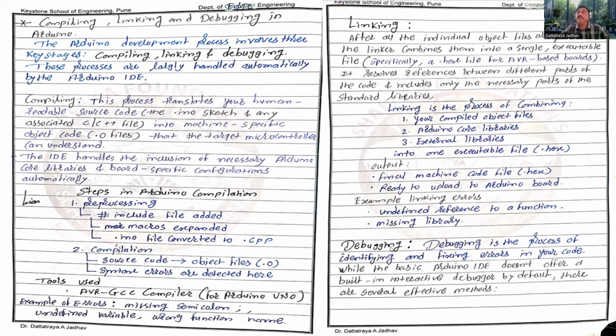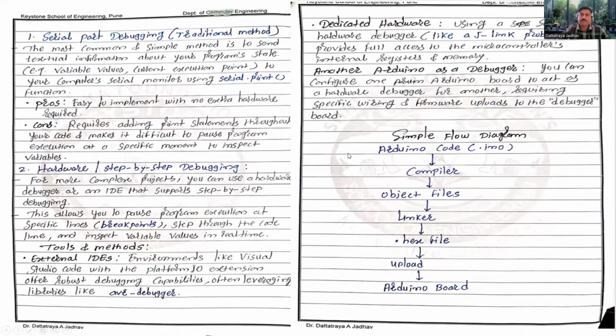After that, we go with debugging. The third stage is called debugging. Debugging is the process of identifying and fixing errors in your code. While the basic Arduino IDE does not offer a built-in interactive debugger by default, there are several effective methods. So in debugging, there are different methods used. This is the third stage.